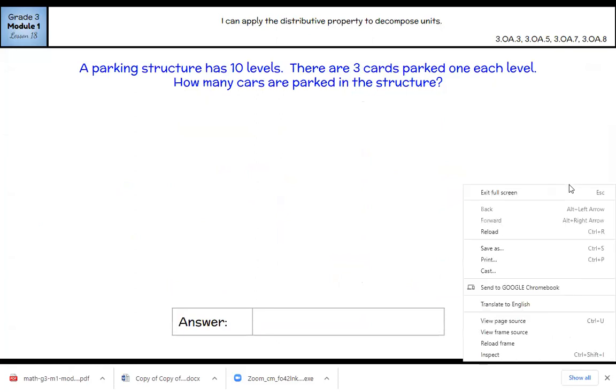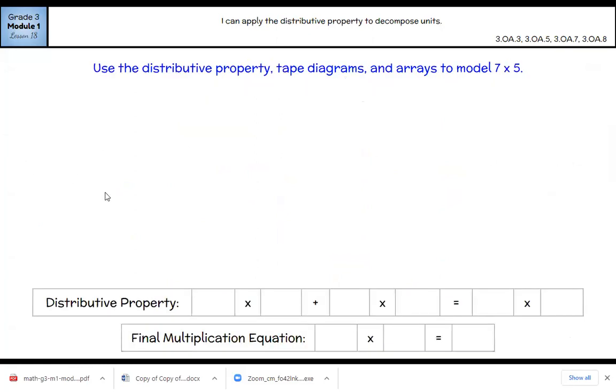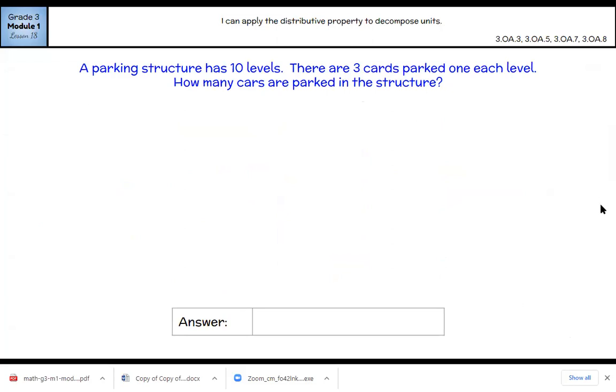Okay, a parking structure has 10 levels. There are 3 cars parked on each level. How many cars are parked in the structure? Okay, so let's draw a picture of this.